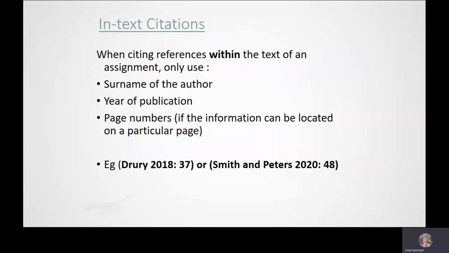Okay, so let's look at our in-text citations first of all. These very seldom change. It's usually the surname of the author, the year, and the page numbers, if there are page numbers present. So you can look at this example below. It says Drury, 2018, colon 37. Okay, so surname Drury, written in 2018, and it's found on page 37. The next example is of two authors, so obviously we have to include both the surnames, so it's Smith and Peters, 2020, colon, space, 48, which is the page number.